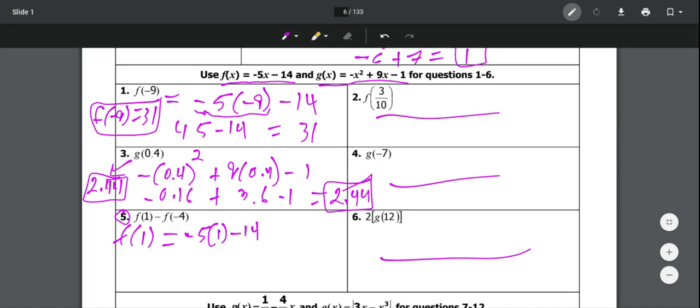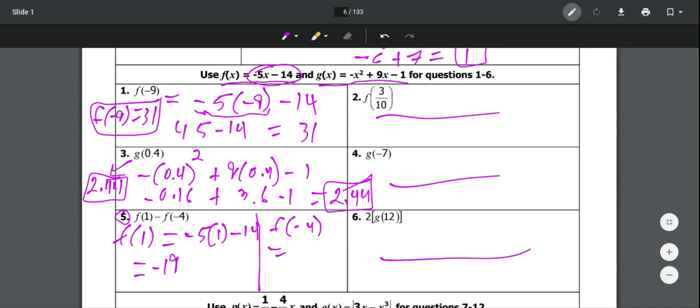So wherever we see an x in this equation, we're going to replace it with 1. So that'd be negative 5 minus 14. That's going to give me negative 19. So f of 1 is negative 19. You could just mark it off to show you're doing two separate ones. You'll probably have more room than I do.